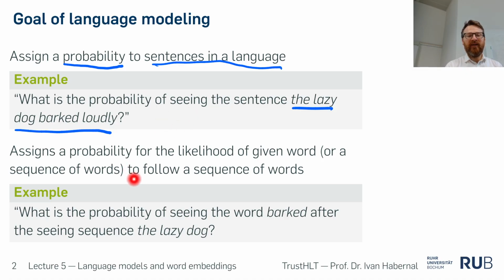Or in another way, assign a probability for the likelihood of a given word to follow a sequence of words. So this is basically the paradigm of: what is the probability of the next word being something after I've seen a couple of words? So for example, what is the probability of seeing the word barked after seeing the sequence the lazy dog? Now the probability must be much harder because this is a conditional probability.